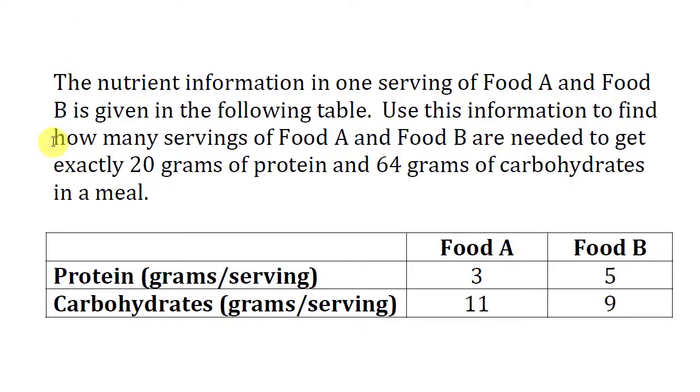We're going to look directly into the ultimate question here, asking how many servings of food A and food B are needed to get exactly 20 grams of protein and 64 grams of carbohydrates. This is quite a lengthy question, but right from the beginning part, how many servings of food A and food B are needed? In that case, immediately we are instructed that we're going to be looking at 2 separate variables.